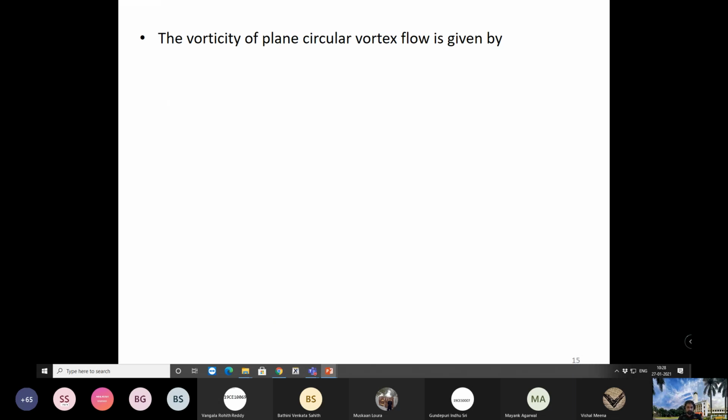Now, this is another equation which you can look up in the book: the vorticity of the plane circular vortex flow in polar coordinates. The vorticity is given like this. This is the definition of the vorticity. This vorticity is dV theta by dr plus V theta by r. This is the standard definition of the vorticity.